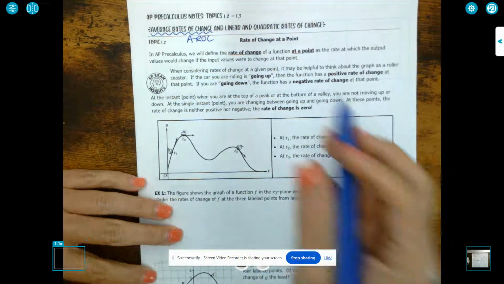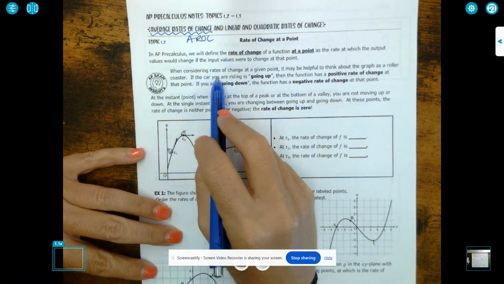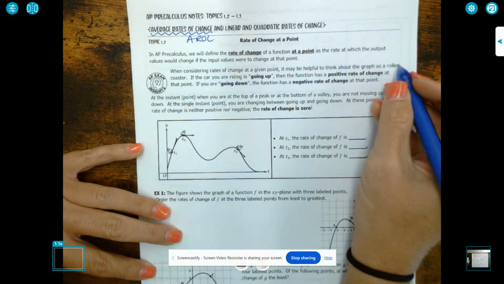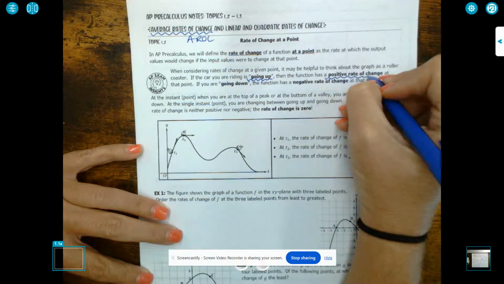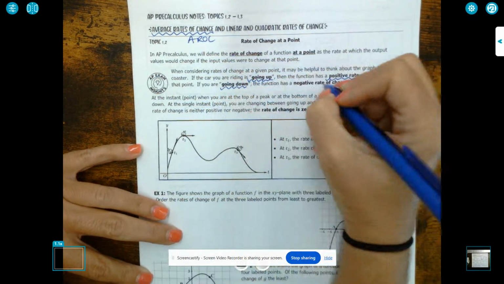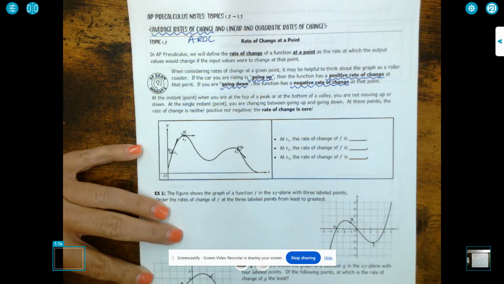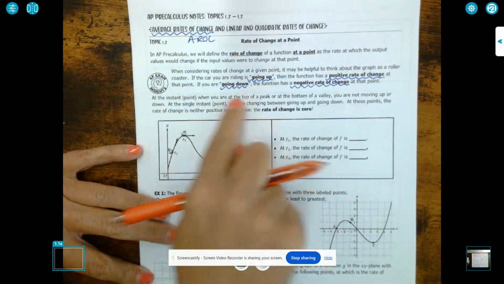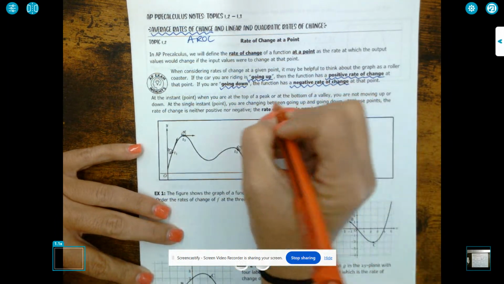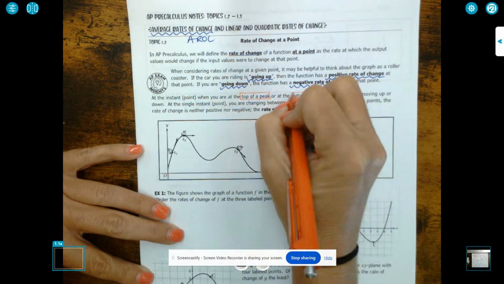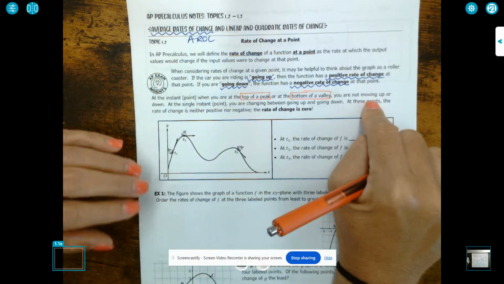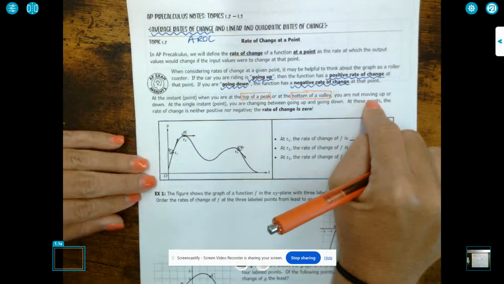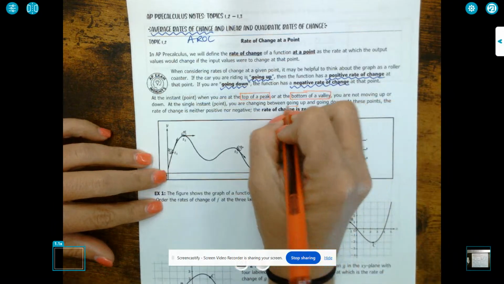Okay, so one thing that we want to consider when you're considering rates of change at a given point, it's helpful to think about the graph as a roller coaster. So if the car you're on is going up the roller coaster, then that is a positive rate of change. If the car is going down, then that is a negative rate of change. On that roller coaster, if you're at the very top or at the very bottom, you're not moving up or down. At that single instant, you are changing between going up and going down or going down and going up. Your rate of change is zero.